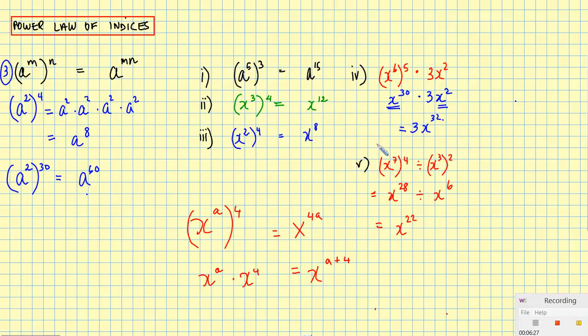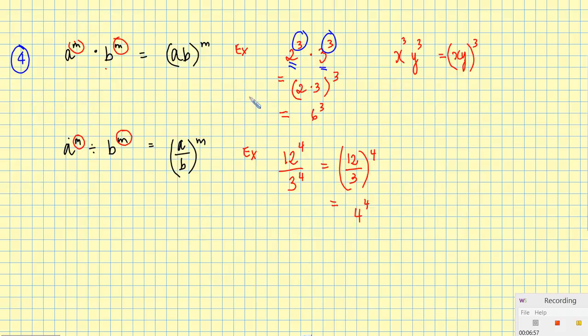Same thing occurring in the next example, except with division. So if we did division in this case, then we would have x to the power of 28 divided by x to the power of 6, which gives us x to the 28 minus 6, which is equal to x to the 22nd power. Now, if we move on to the next example, we have another example here.